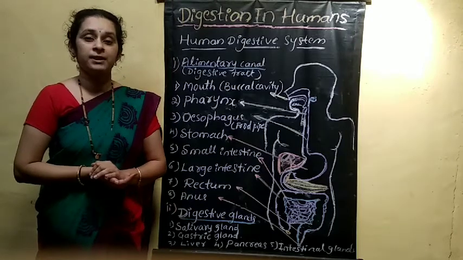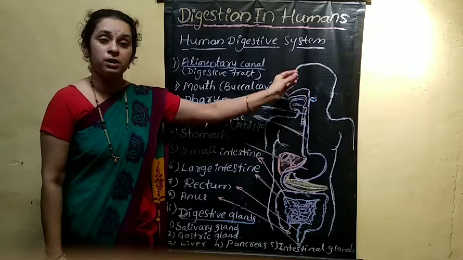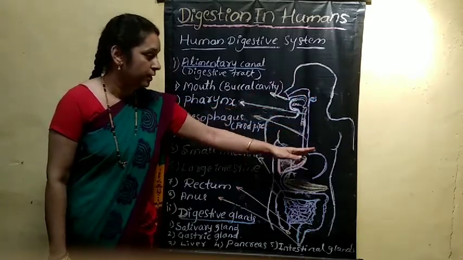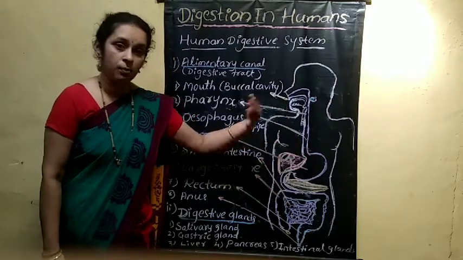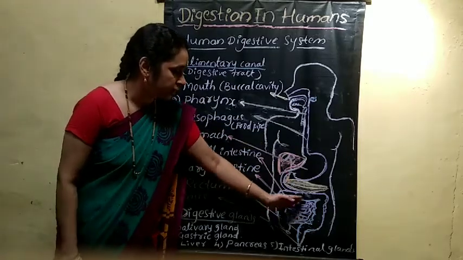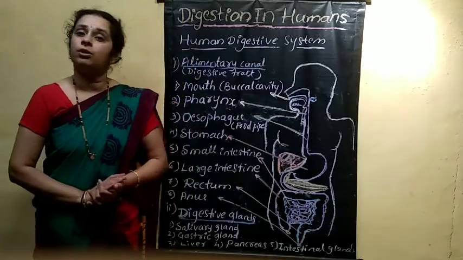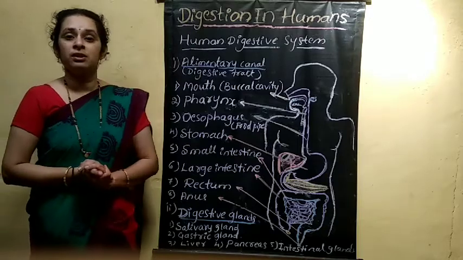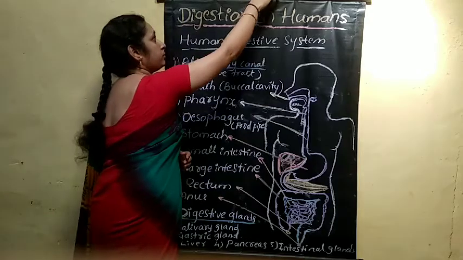Process of digestion. How digestion takes place in the mouth, which component of food is digested in the mouth, then the pharynx, esophagus, stomach, how digestion takes place in the stomach, which component is digested in the stomach, like that. In the small intestine, large intestine, what is the function of rectum, anus, all those things we have to discuss in detail. Now, first we will discuss the mouth or buccal cavity.